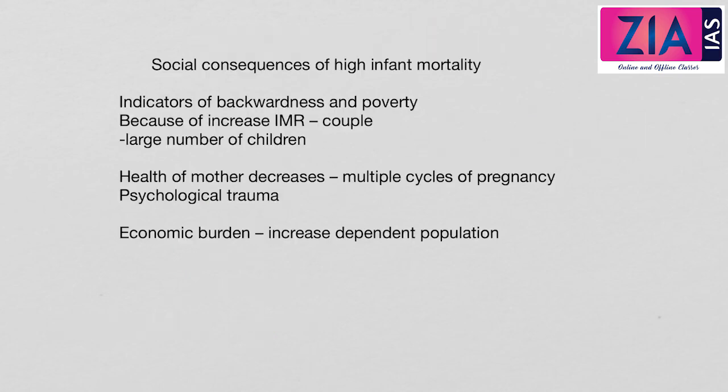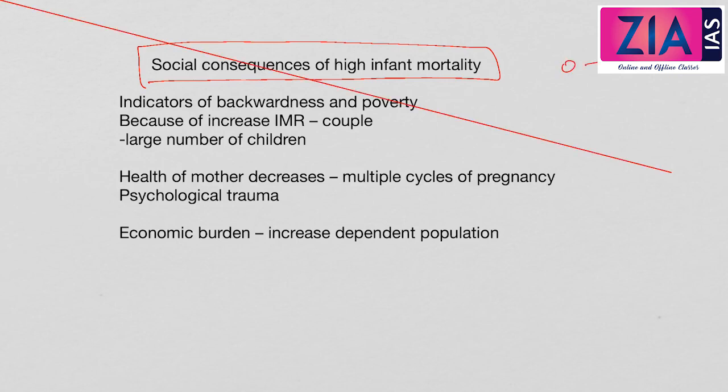Next, we'll see the social consequences of high infant mortality. What are the social consequences if there is an increase in the infant mortality rates, that is from 0 to 1 year, if more babies die? First thing is that it is an indicator of backwardness and poverty. This is showing because there is no development in the medical sector, treatment is not available, care is not given. Because of that, infant babies die. So there is backwardness and poverty in these areas.